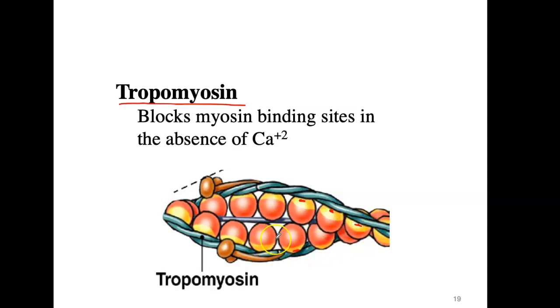So if I keep this actin blocked, then the myosin cannot reach up and attach to it, and there's no contraction, and the muscle is relaxed. If I were able to remove this tropomyosin, then it would be ready to receive the myosin and contract. Okay, we'll continue with the parts first.